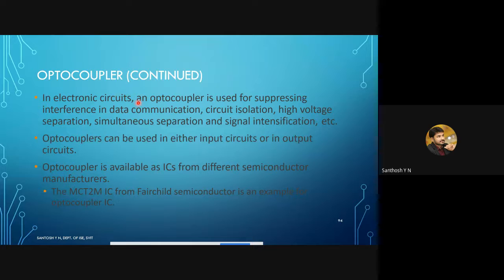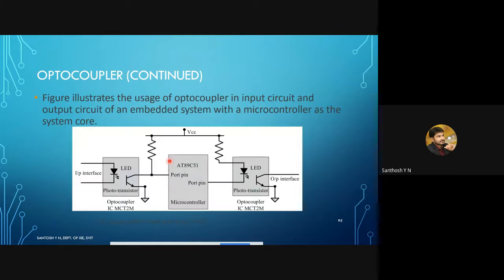So now, in an electronic circuit, an optocoupler is used for suppressing interference in data communication, circuit isolation, high voltage separation, simultaneous separation, and signal intensification. So that is what I was explaining with a simple example, high voltage separation. Optocouplers can be used in either input circuits or output circuits. Okay, optocouplers are available in the form of ICs from different semiconductor companies.